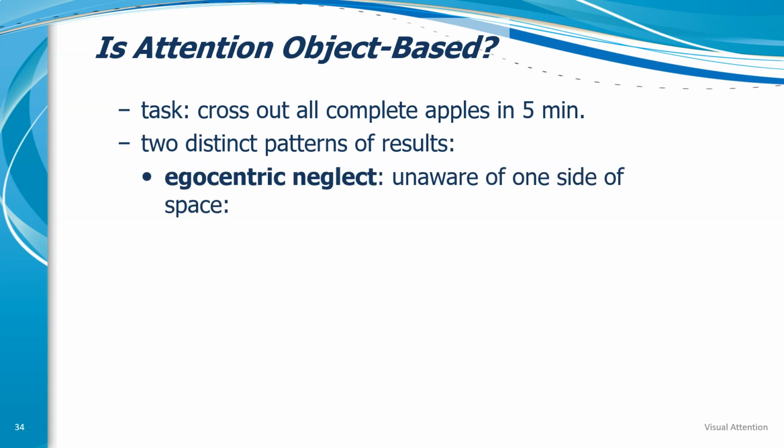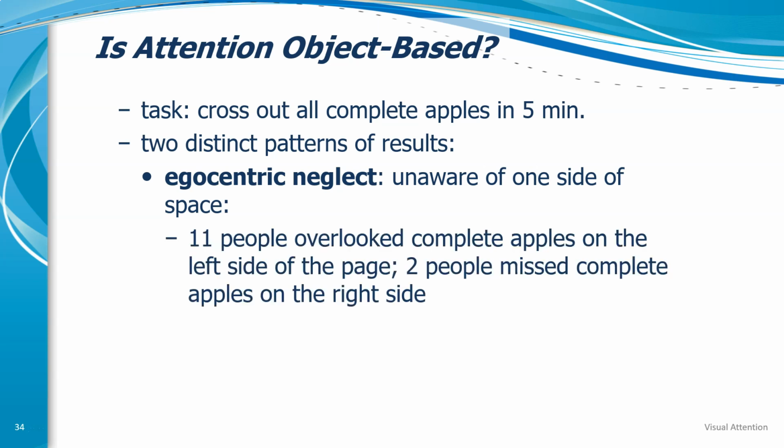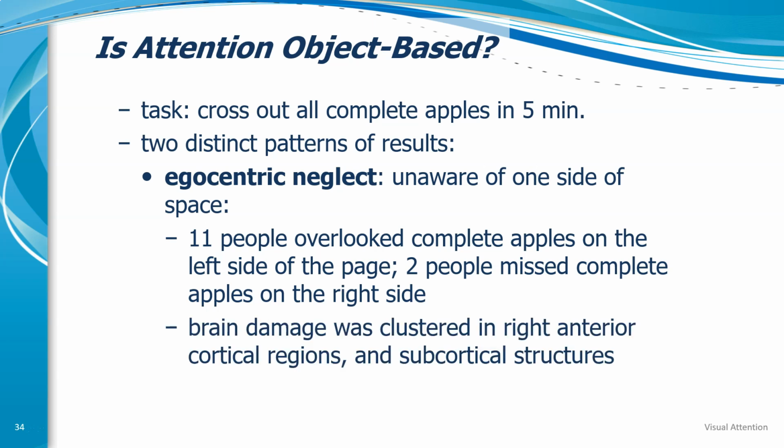One pattern is called egocentric neglect, and this means that people were unaware of or neglected one side of space. Looking at the participants, 11 people overlooked whole, complete apples on the left side of the page. 2 people missed whole apples on the right side. Again, neglect most often affects the left side of space, but sometimes it can affect the right side of space too. In identifying the people with this pattern of results, they wanted to understand where their brain damage was. For these people, generally it was clustered in the right anterior cortex and some subcortical structures too.